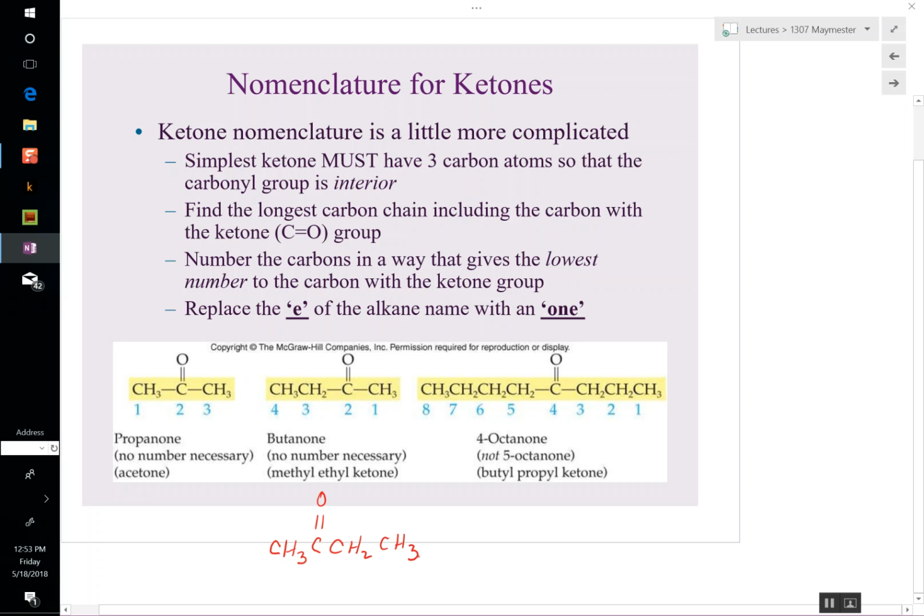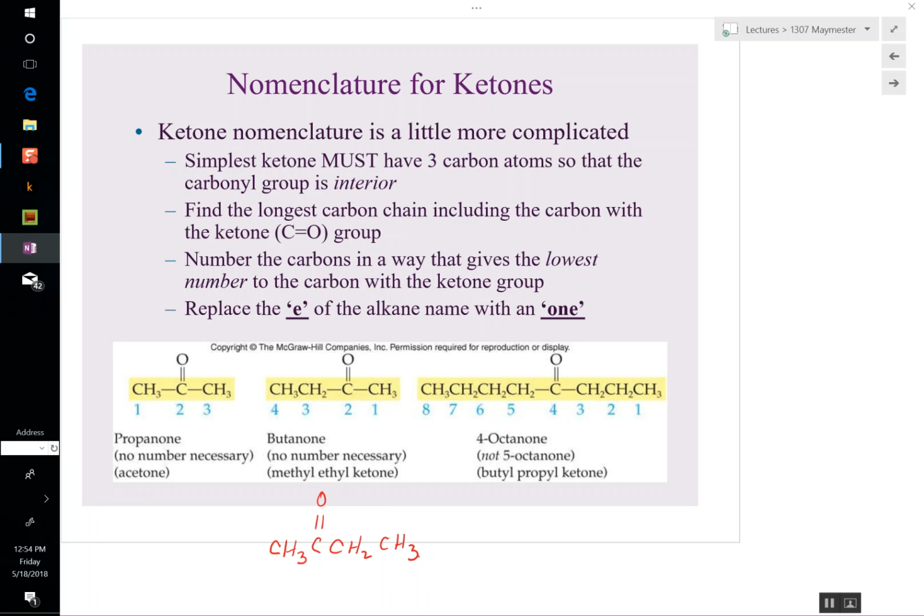There's butanone. There's the other butanone. But you can see this would be 1,2 butanone. There's no 3 butanone. The only butanone you can have is with the carbon-oxygen double bond on the second carbon. So the 2 is not necessary.